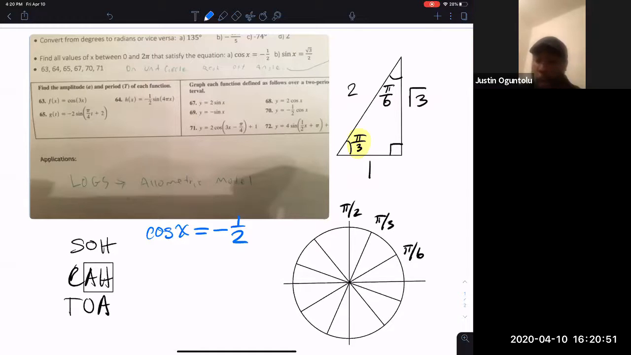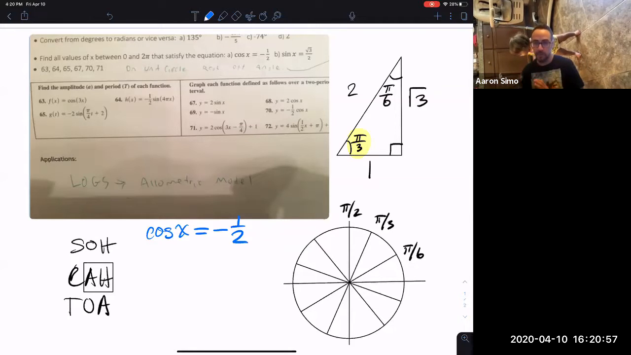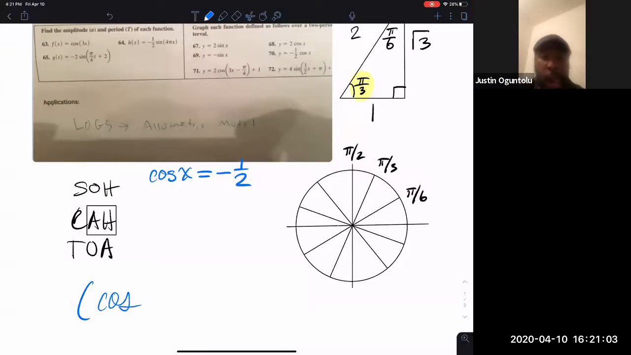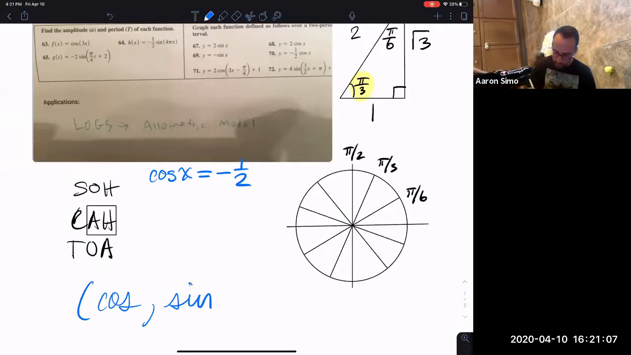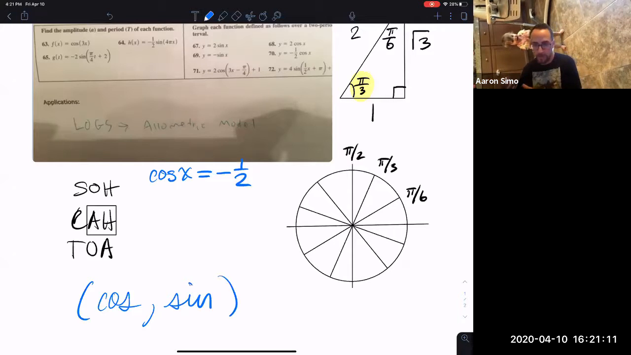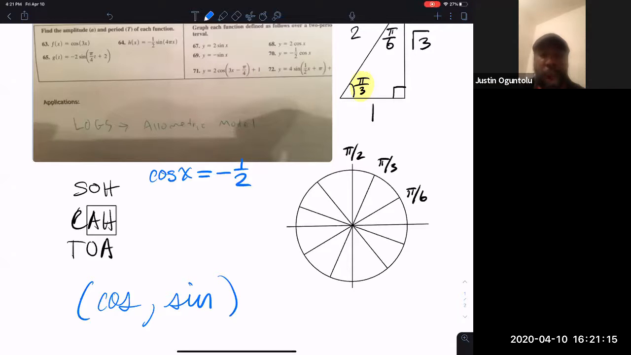Yeah. Now, notice that cosine is kind of like x. Did you know that? Because when you look at the ordered pairs, it's cosine, and then sine. Cosine is like the x value, and sine is like the y value. Did you know that? No, I didn't know that. Yeah.